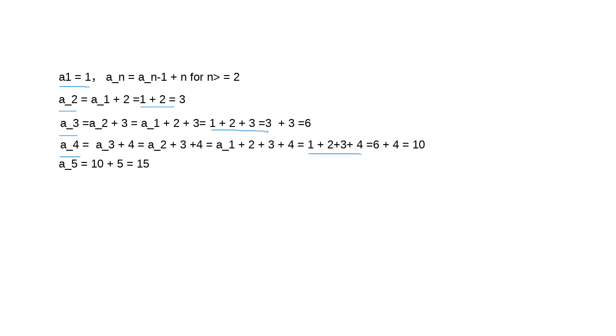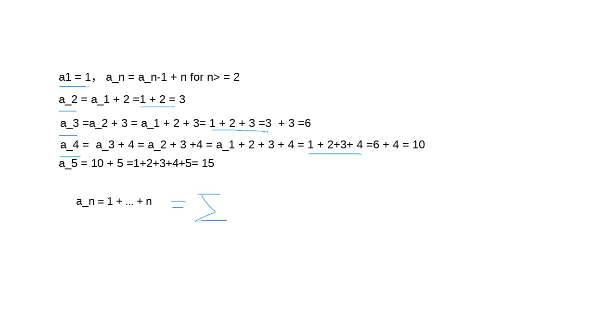Should be 1 plus 2 plus 3 plus 4 plus 5. All right, so the pattern is obvious, right? So how do we write a subscript n equals 1 plus dot dot dot up to n? We could use the summation sign, since we are learning summation.